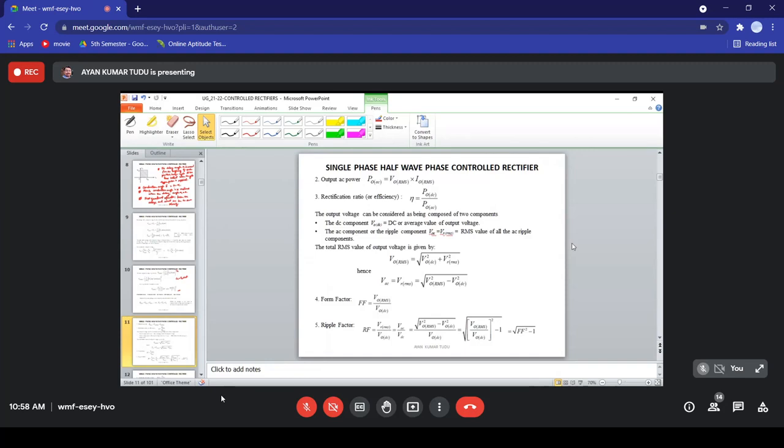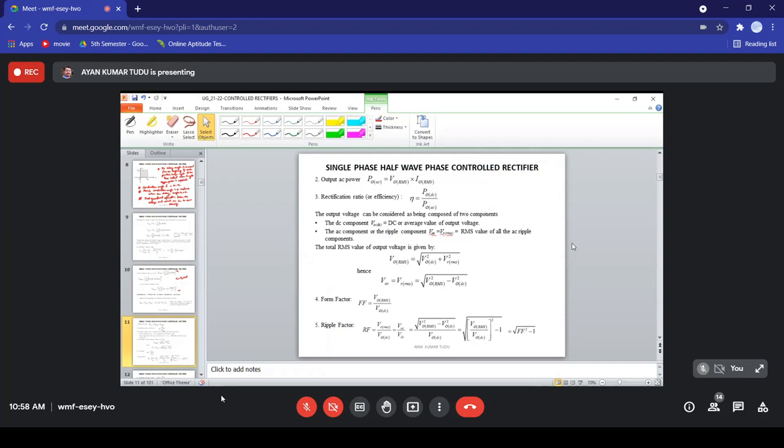What about the output voltage? Again, the output voltage can be considered to be composed of two components. We have done these things in the case of our uncontrolled rectifiers also, and the same things we are finding here. So the output voltage can be considered to be composed of two components. One is the DC component and another is the AC component or the ripple component.